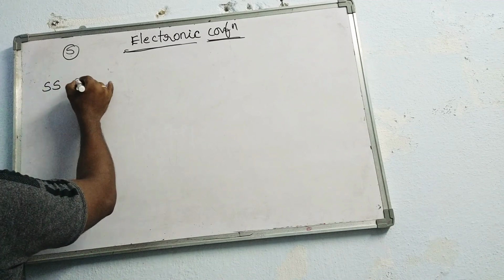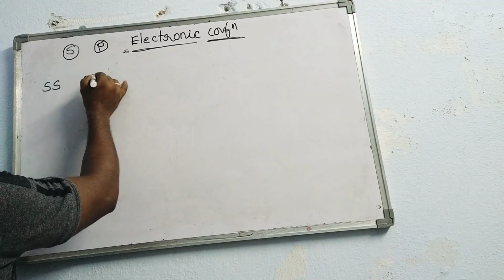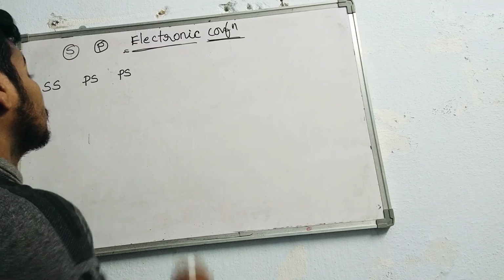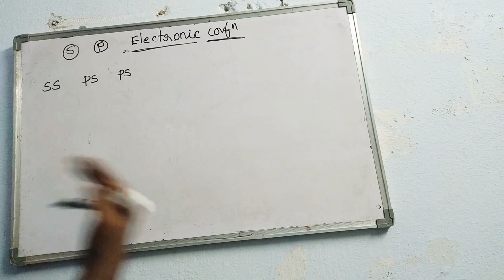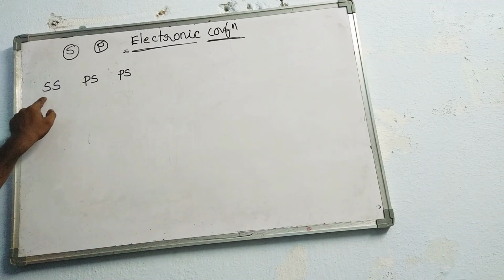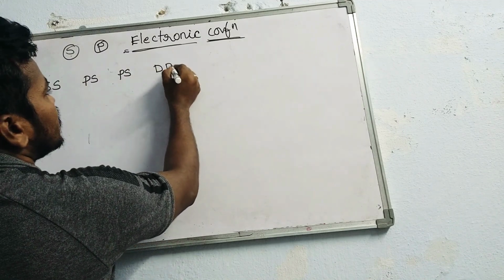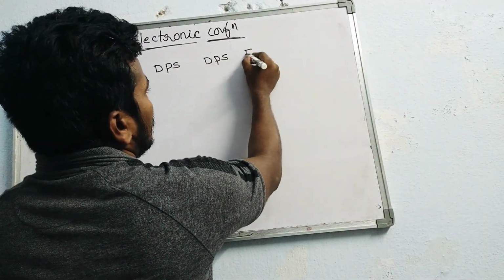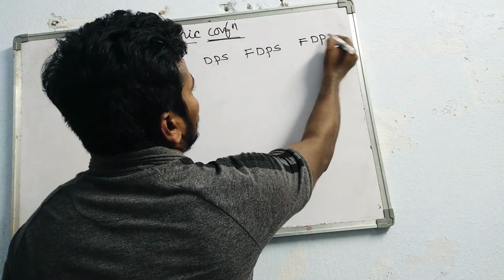You can write the P twice, like PS, PS. Next, you can make it into any sentence, whether meaningful or not, maybe even funny. See here: school, school, public school, public school. Next one, you can see DPS, Delhi Public School. Then Fine Delhi Public School.